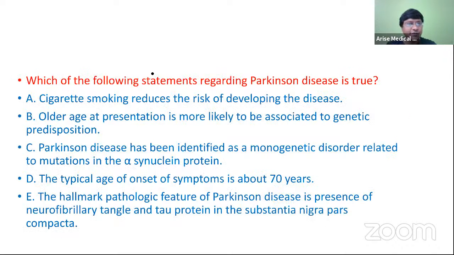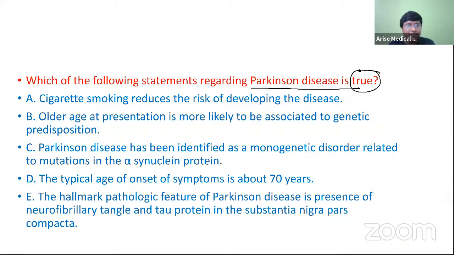Which of the following statements regarding Parkinsonism is true? A: Cigarette smoking reduces the risk of developing the disease. B: Old age at presentation is more likely to be associated with genetic predisposition. C: Parkinson disease has been identified as a monogenetic disorder related to mutation in alpha-synuclein protein. D: The typical age of onset of the symptoms is about 70 years.